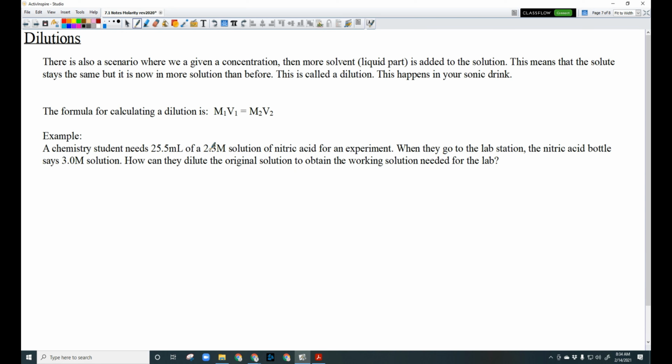So what we have to do is add some water to this known concentration, 3.0, to dilute it to get it down to 2.3. When you're diluting, you only water it down. We can only decrease the concentration of the solution. We can never increase it.